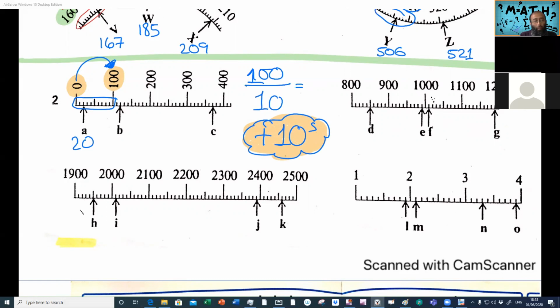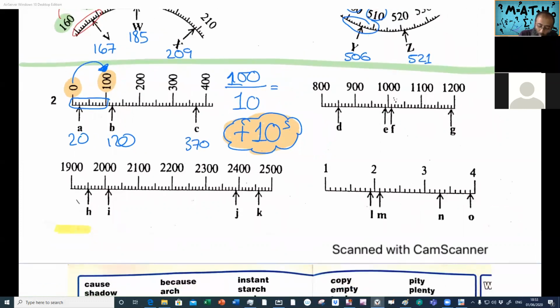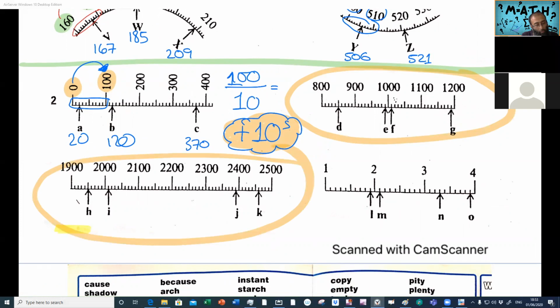So A is going to be 20. And what's B going to be? 120. And what's C going to be? 370. Beautiful. Okay, now I want you girls to have a go at this question. I'm going to give you 2 minutes, starting now.